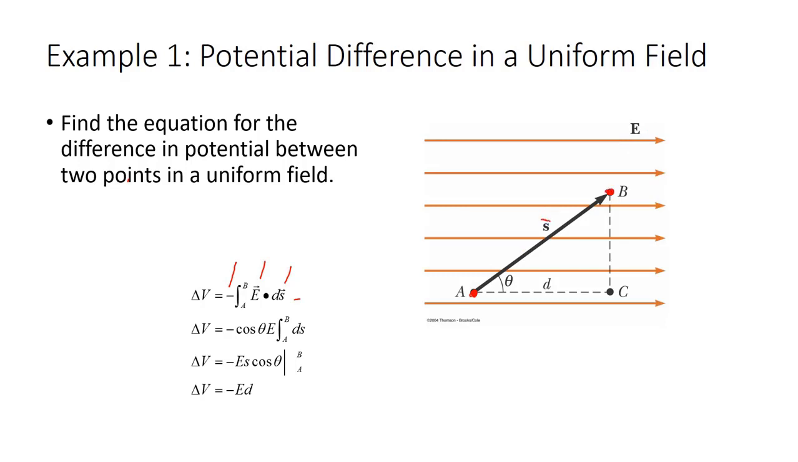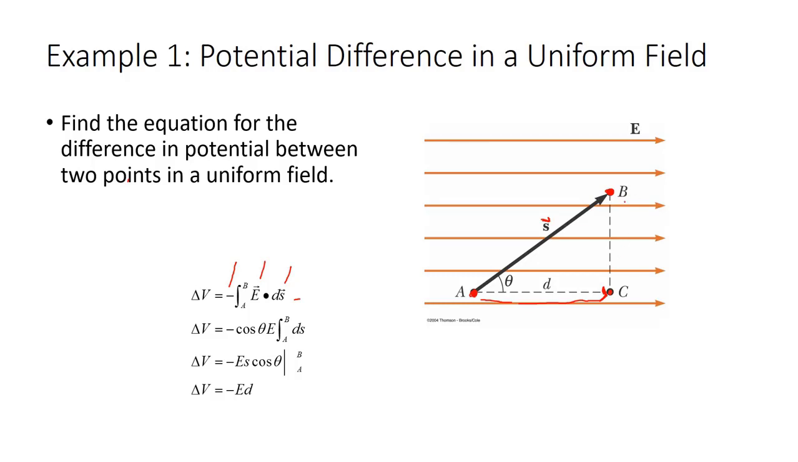Our displacement vector, S, points between those two. However, this is a dot product, so we are looking at the component of E that is parallel to S, which is this dotted projection down here, D. So we can move from A to C and calculate the change in potential.